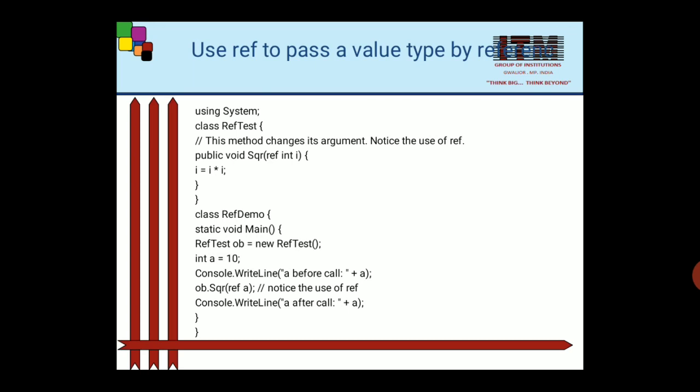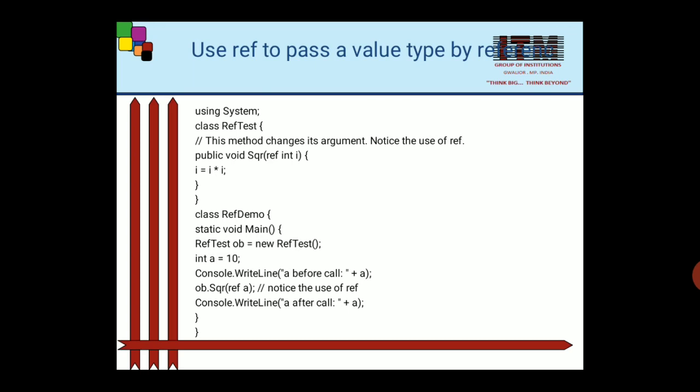Before, the value of a is 10, and after performing the operation the value of a is 100. Using ref, it is now possible to write a method that exchanges the values of its two value type arguments. For example, if we use a swap method, one important point to understand about ref is that an argument passed by reference must be assigned a value prior to the call.